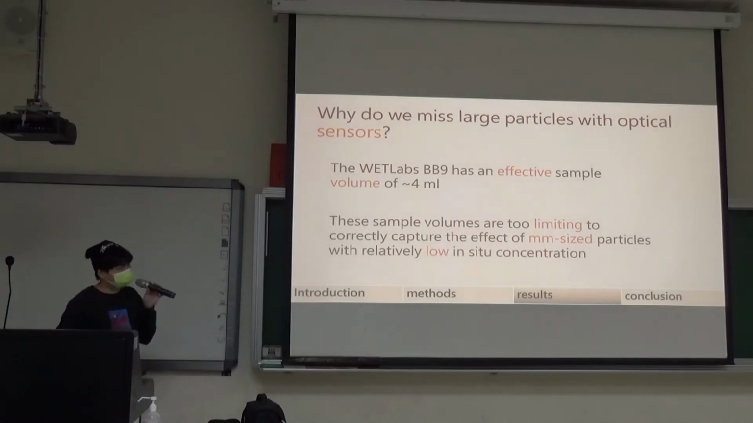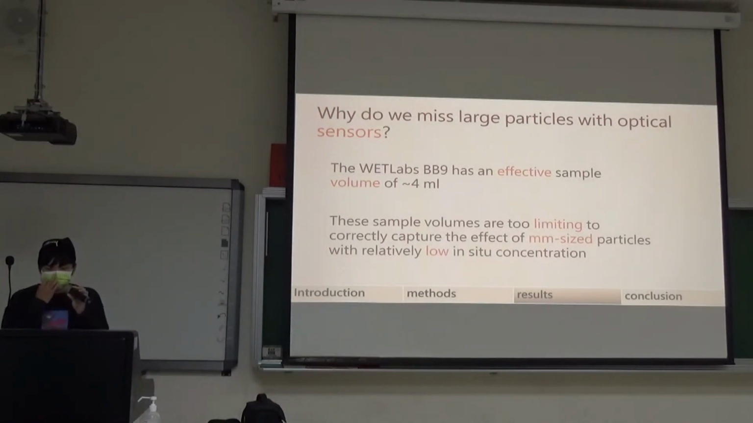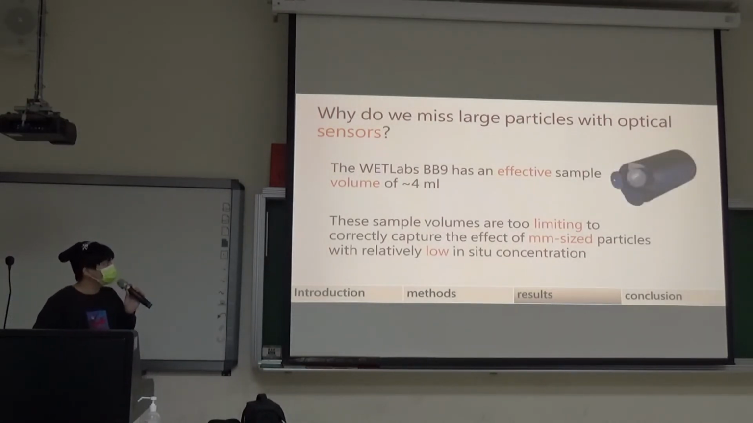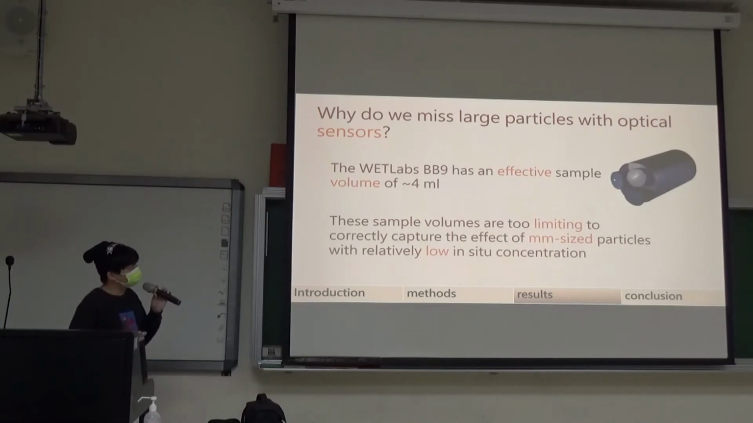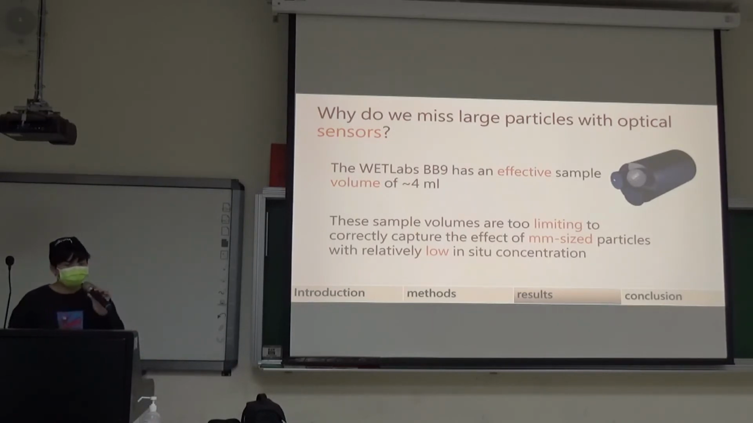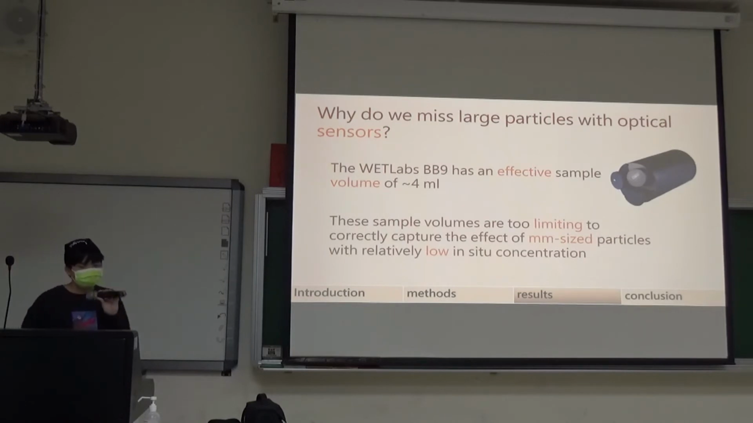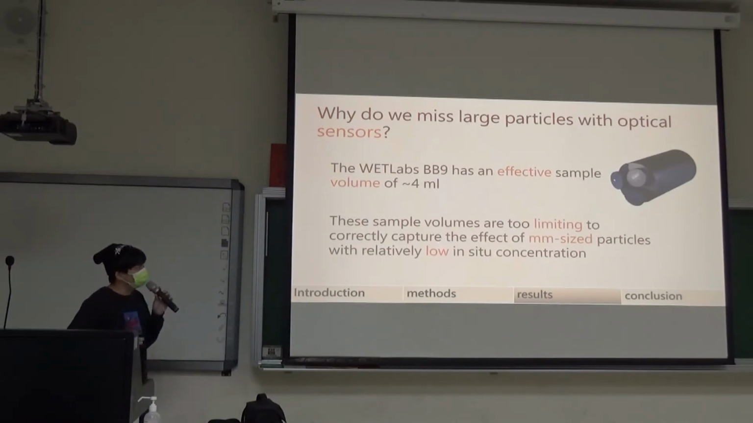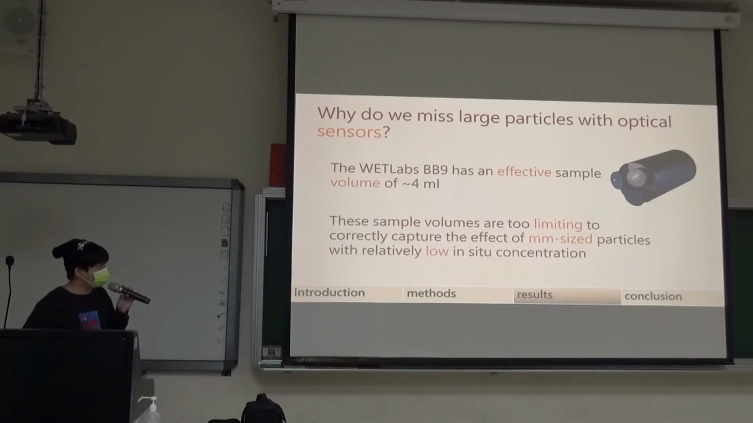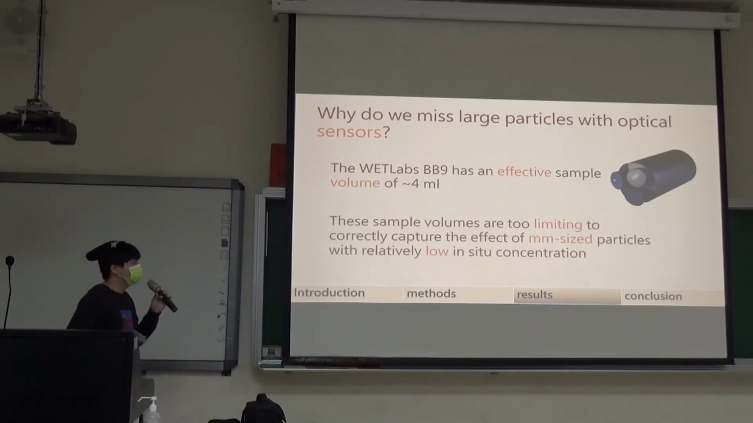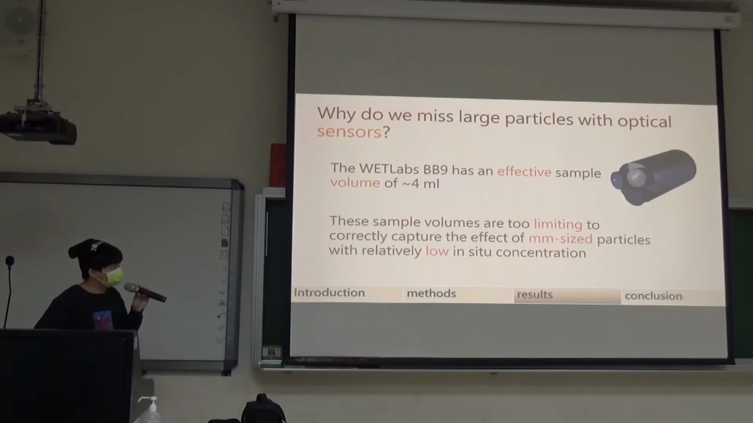The second question is, why do we miss large particles with optical sensors? The measurement we talked about in the methods has an effective sample volume of up to 4 milliliters. The sample volumes are too limited to correctly capture the effect of millimeter-sized particles, which have a relatively low in situ concentration.